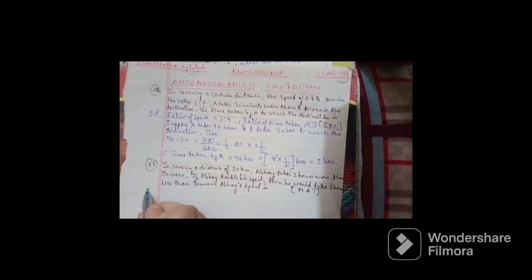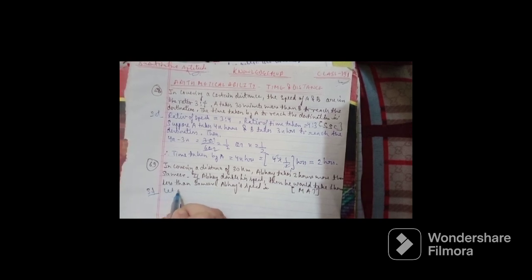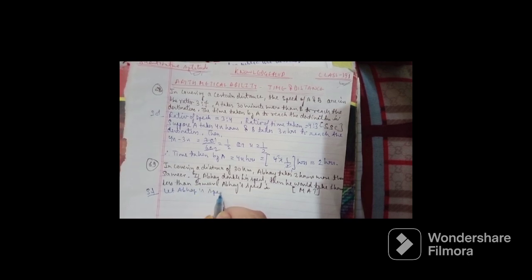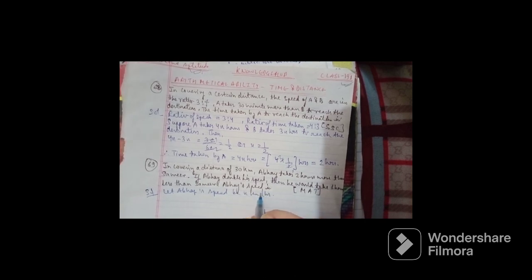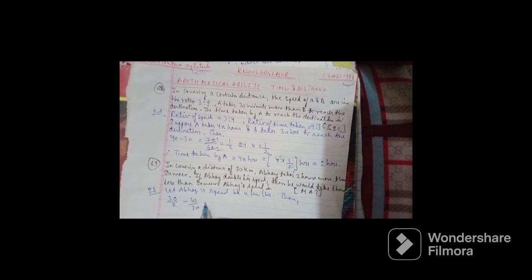Let Abhay's speed be x km per hour. Then 30 upon x minus 30 upon 2x equals 3. So x equals 30 by 6, and x equals 5 km per hour.